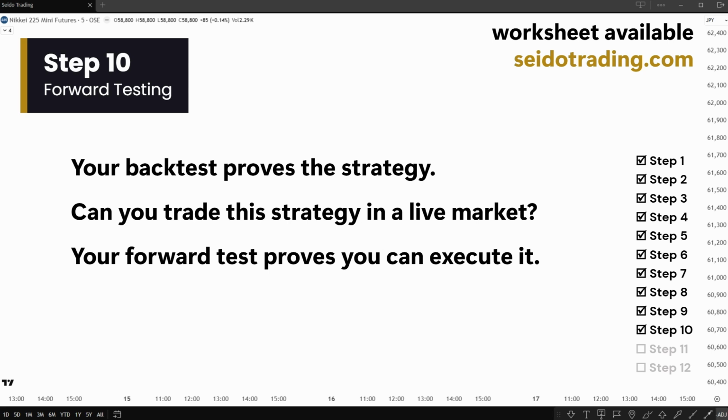Now log every trade and compare the results to your backtest. The point is not to achieve perfect alignment. It is to get close and build confidence that you can execute on your strategy.